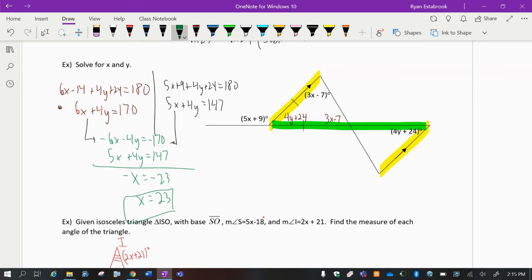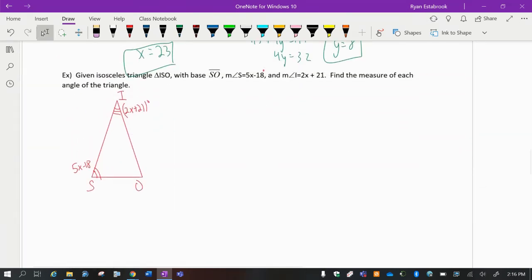One of our answers. If we plug it back in somewhere, let's go ahead and try for this one. So if x equals 23, 5 times 23 plus 4y is equal to 147. 5 times 23 would be 115. 115 plus 4y equals 147. Go ahead and subtract 115 from both sides. That would give us 32, divide by 4. So then y equals 8.